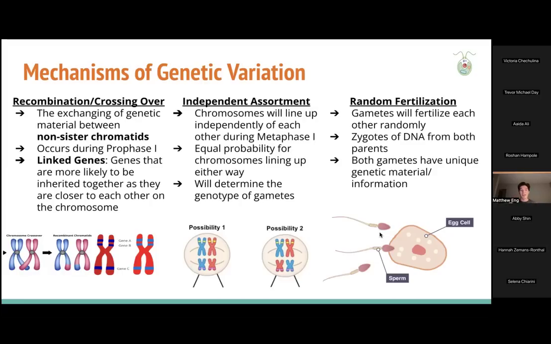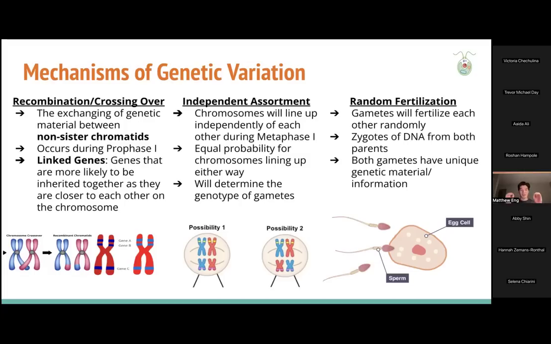Moving on to independent assortment, this helps with genetic variation because once we line up those chromosomes on the metaphase plate, what'll actually happen, if we look down here, is we have these two bigger chromosomes in possibility one and these two smaller chromosomes in possibility two.